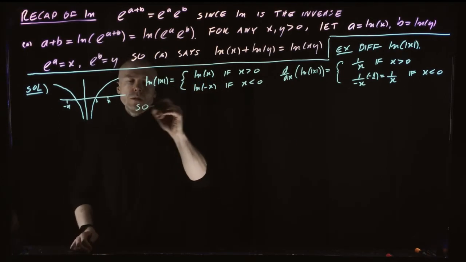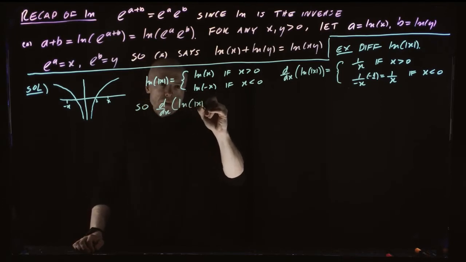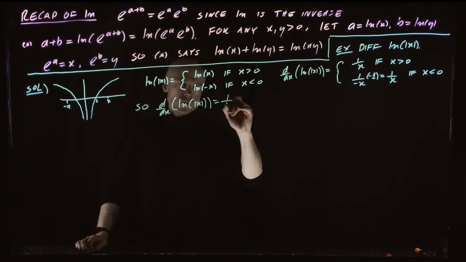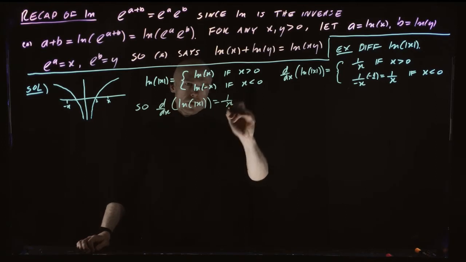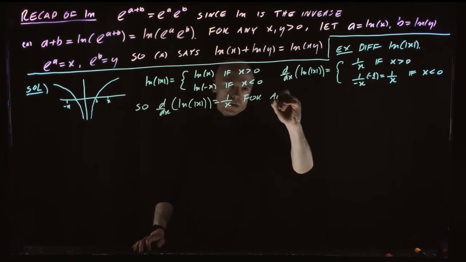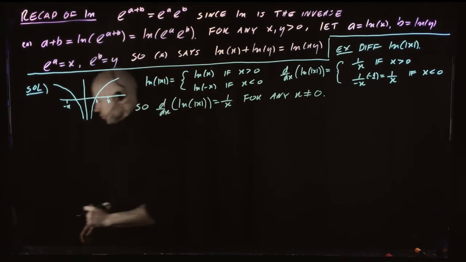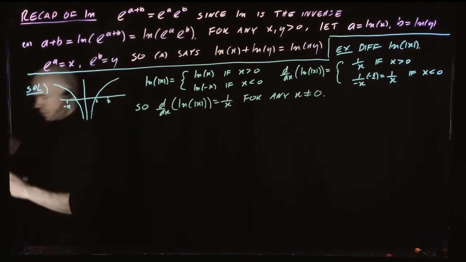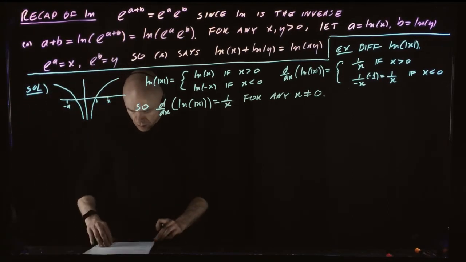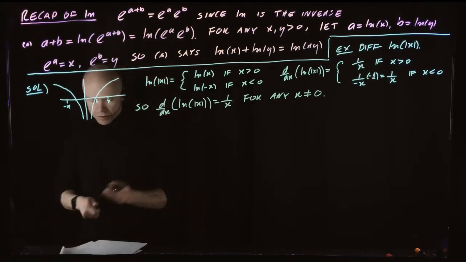So d by dx of log of absolute value of x is just 1 over x, for any x non-zero. All right, excellent. Now, log differentiation. Let's consider the following example.